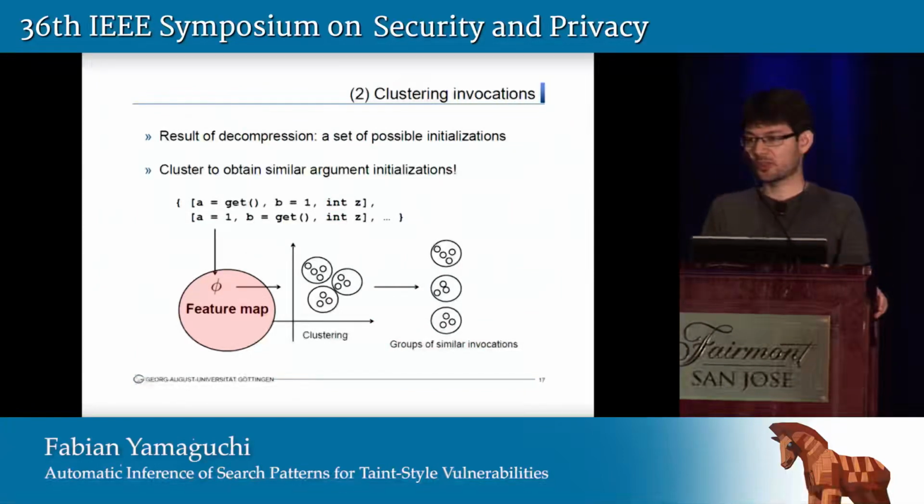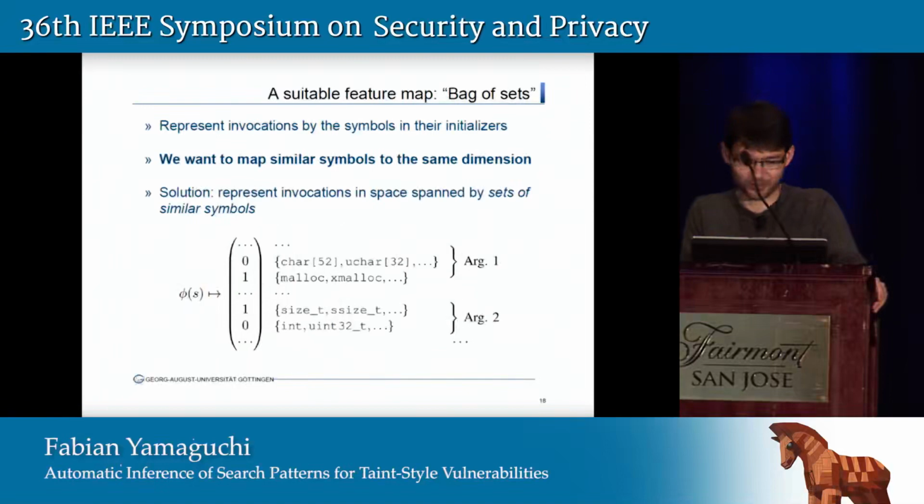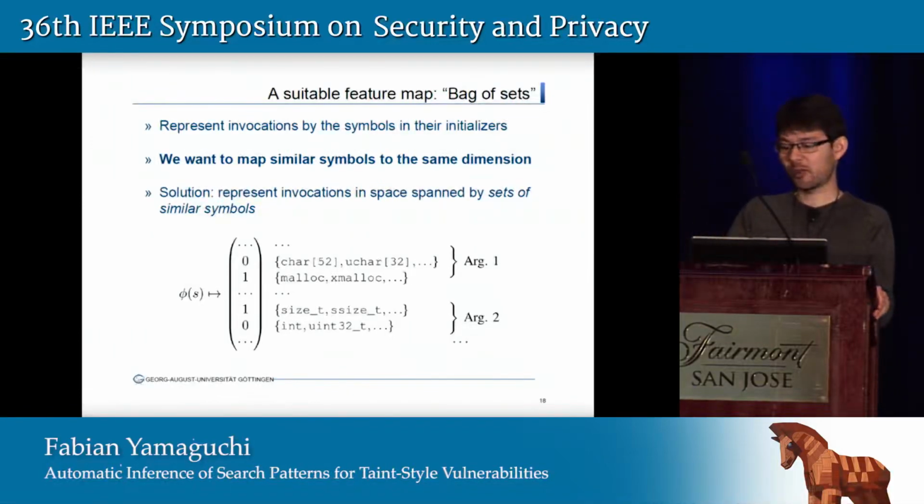Now, what we want to do then is cluster these invocations. To do this, we need to map them to a vector space so that we can apply linkage clustering. The design of this mapping is crucial for the success of this, and this is where we introduce our bag of regex mapping. So the idea is the following. A naive mapping would simply associate each symbol that occurs in the statements with one dimension. But then something like char 52 or char 32 would be considered something completely different. That's not something we want. What we want is for similar symbols to be mapped to the same dimension.